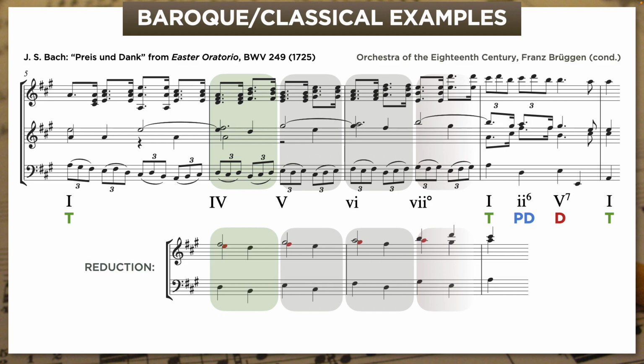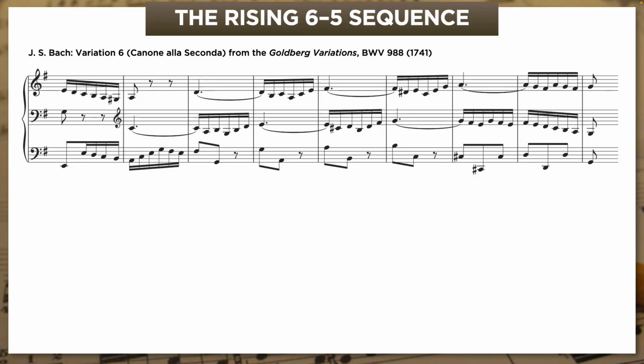Our last two examples are going to mix things up just a bit. First, I want to show you a version of the 5/6 called the rising 6/5. For this, we're going to stick with Bach. On screen is a passage from the 6th Goldberg variation, and I want to start just by talking about the texture.